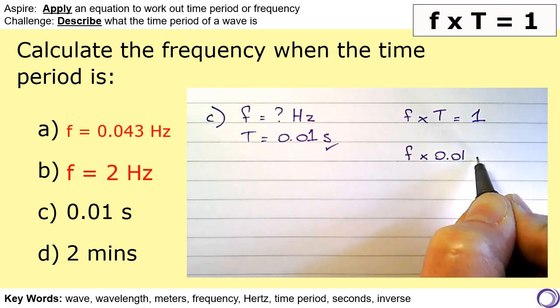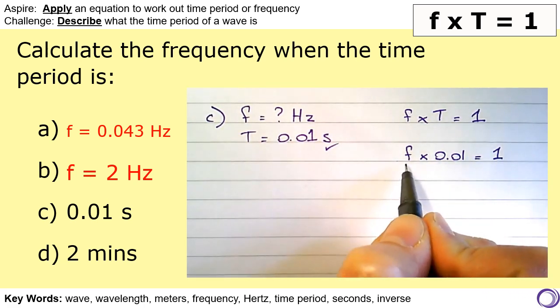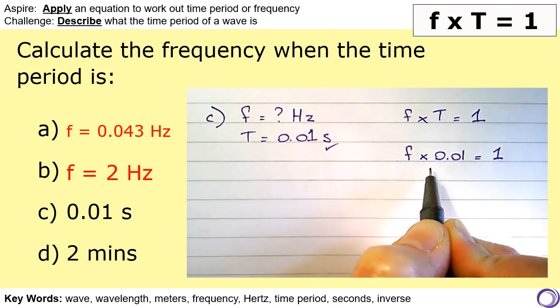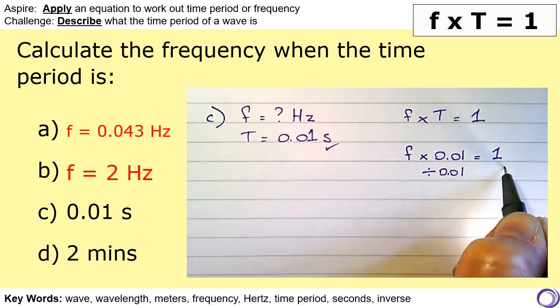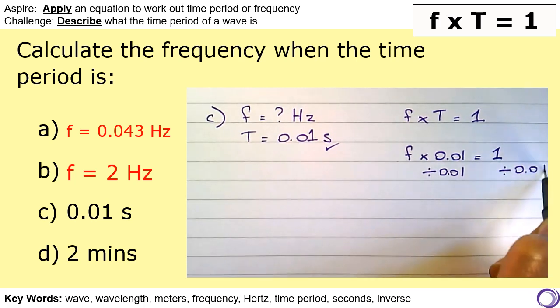0.01 equals 1. So now I need to isolate frequency to make it the subject of my equation. It's currently being multiplied by 0.01, so I need to do the inverse, which is dividing by 0.01. And I do the same on the right-hand side, so I'm going to divide 1 by 0.01.